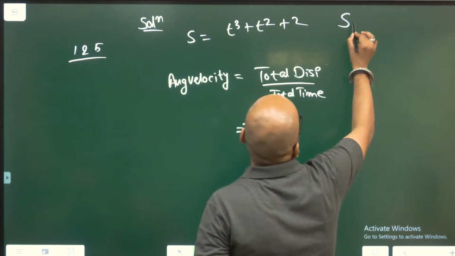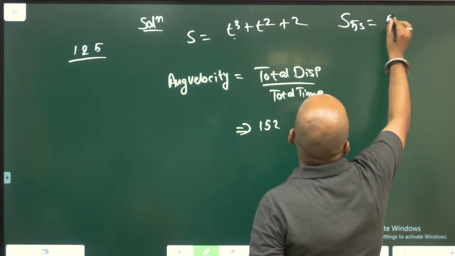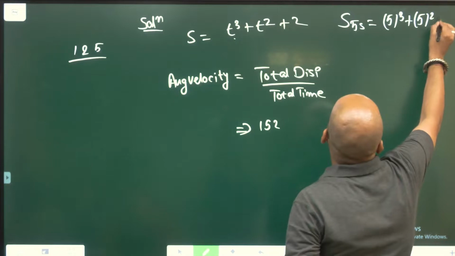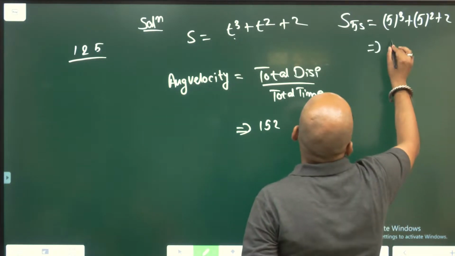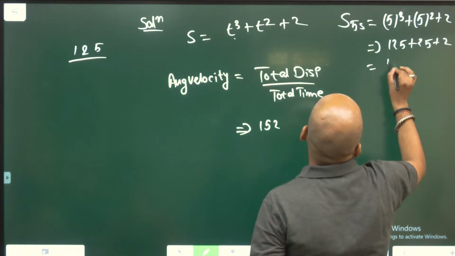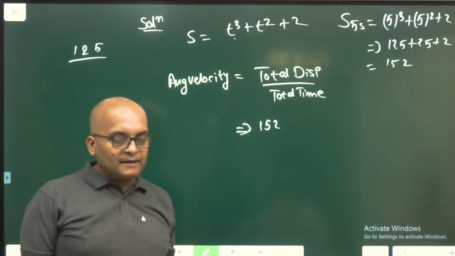See, for S at 5 seconds, put 5 in place of t. So 5 cube plus 5 square plus 2. So 125 plus 25 plus 2, that is 152. Understood or not? Am I too pacey? No.